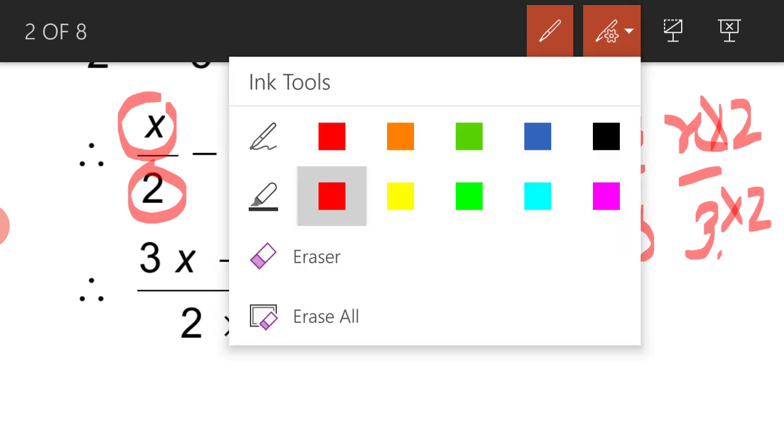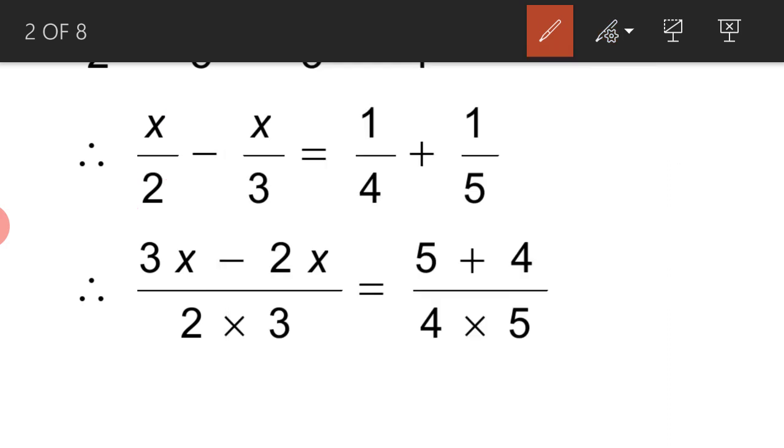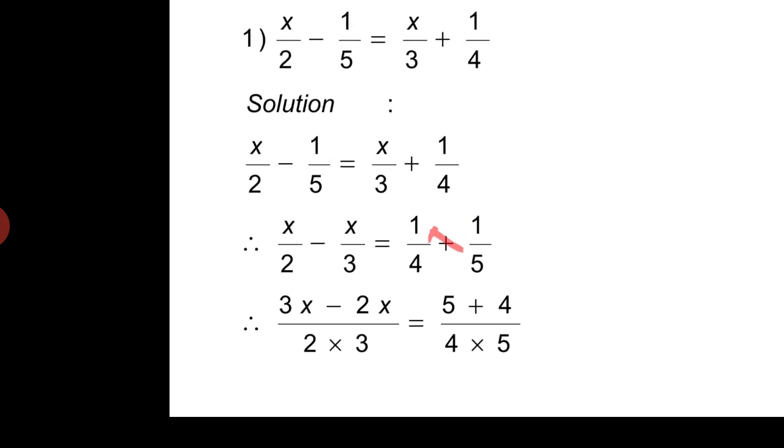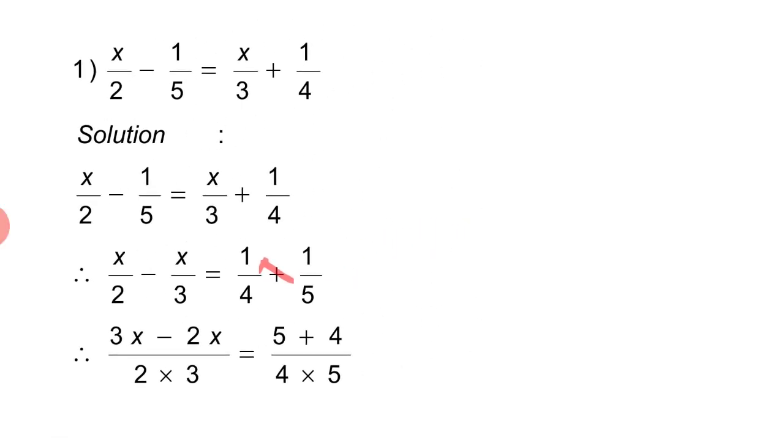Is it okay? So let us erase it so that the written part will be very clear. So it is 3x minus 2x upon 2 into 3 is equal to, again the same we are going to do, 5 ones are 5, that is 5, plus 4 ones are 4, that is 4, and upon 4 into 5, because again LCM of 4 and 5 is 20. Is it clear? So now what is the simplified form? So 3x minus 2x upon 2 into 3 is equal to 5 plus 4 upon 4 into 5. So 3x minus 2x will be x, and 2 threes are 6. So x upon 6 will be equal to 9 upon 20.